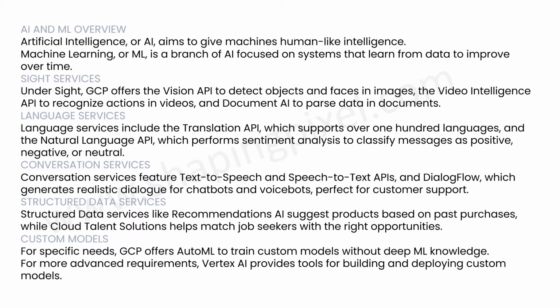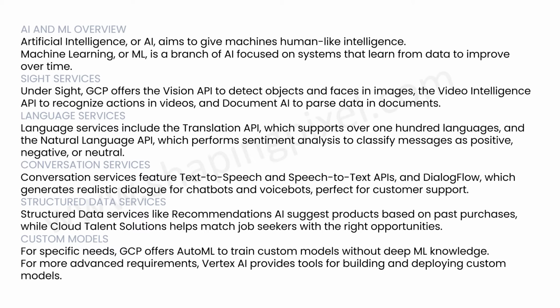On the vision side, GCP offers the Vision API to detect objects and faces in images, the Video Intelligence API to recognize actions in videos, and Document AI to parse data in documents. Language services include the Translation API, which supports over 100 languages, and the Natural Language API, which performs sentiment analysis to classify messages as positive, negative, or neutral. Conversation services feature text to speech and speech to text APIs and Dialogflow, which generates realistic dialogue for chatbots and voice bots, perfect for customer support.